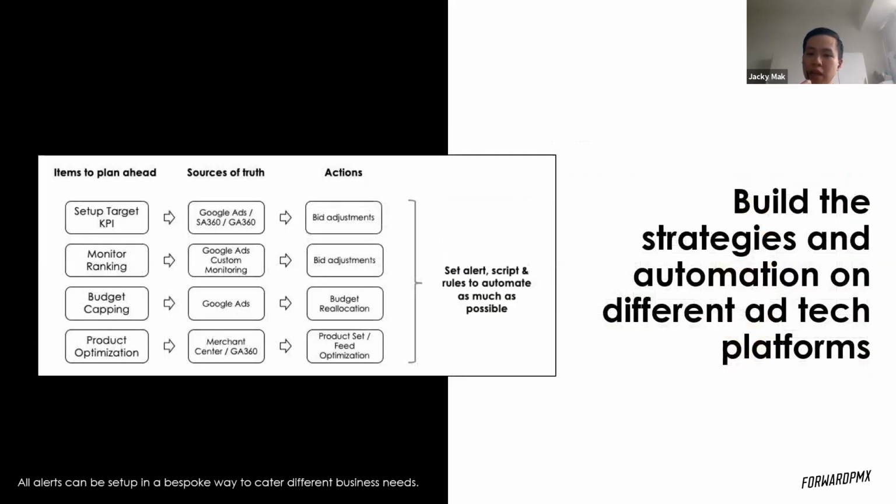And of course, we can try to set alerts and also scripts and rules to automate as much as possible, because on that day you will foresee that we need to have lots of changes immediately. So you should also set up the strategy and automation on different ad tech platforms as well, no matter whether it's on Google Ads, or you also use SA360, or you build any Google script to achieve that goal.